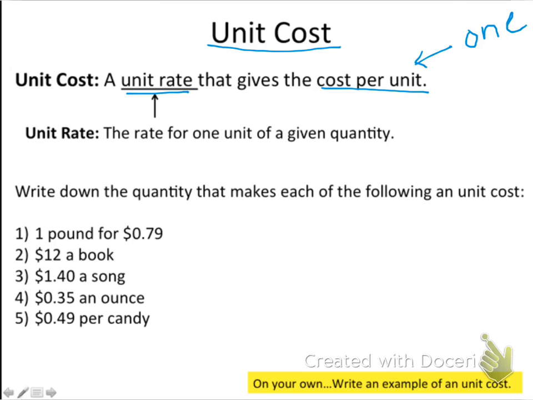I also wrote the definition for unit rate down here just to remind you that a unit rate is the rate for 1 unit of a given quantity. So the amount for 1 of something.